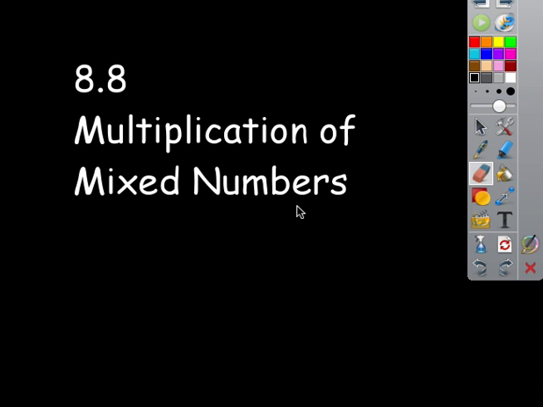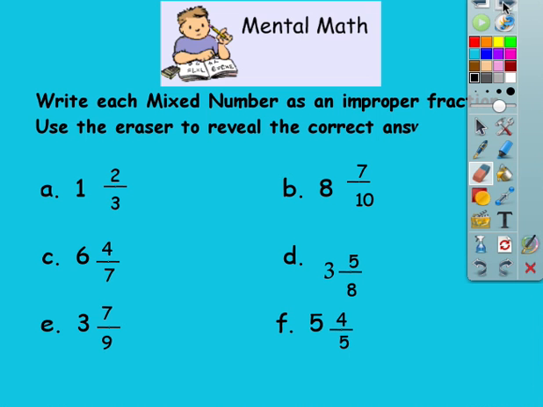Applying mixed numbers. Getting us started, we're going to take a look and change our mixed numbers to improper fractions. This is going to be a very important step when we are multiplying mixed numbers. So 1 2/3, what is that going to equal? It is going to equal 5/3. 3 times 1 is 3 plus 2 is 5. Denominator always stays the same.